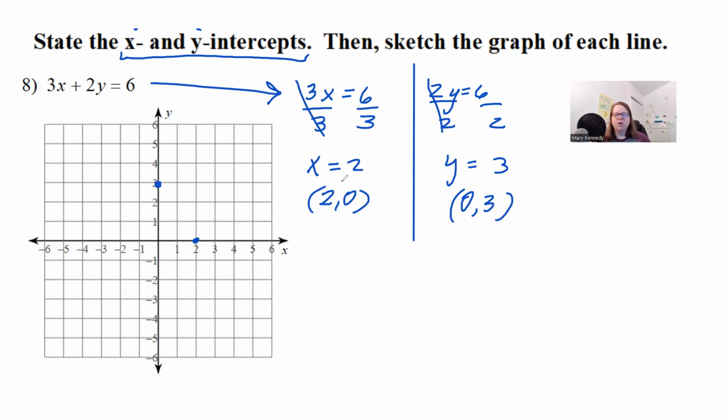So I've plotted those 2 points. On the x-axis, I put a point at 2. On the y-axis, I put a point at 3.